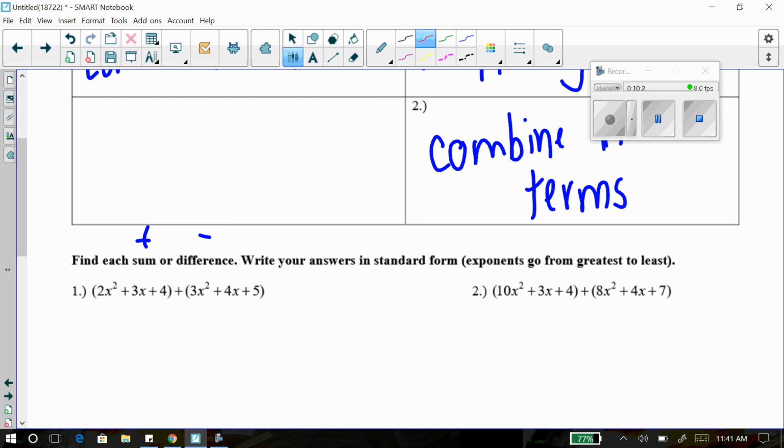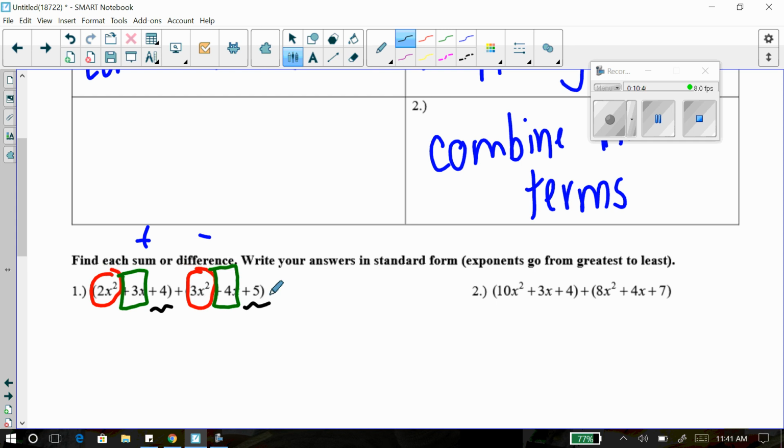Well, this is an add problem, so this is really easy. We just combine our like terms. So I'm going to put a circle around my x squared terms. Remember, these shapes really don't mean anything. You use any shape you want. A square around my x terms. I'm just going to put a squiggle under my numbers. And let's just combine like terms.